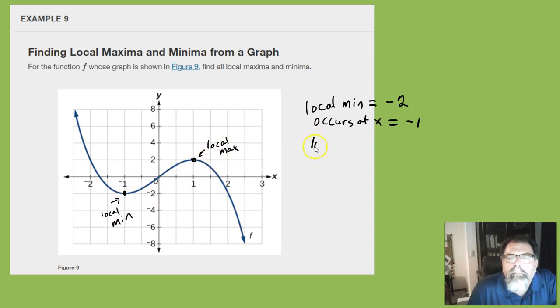Okay, now the local max, the y value is 2, and that occurs at x equals positive 1.